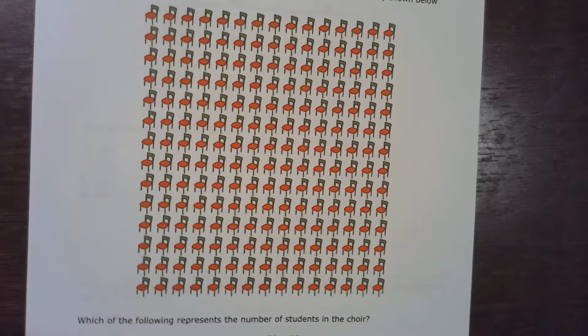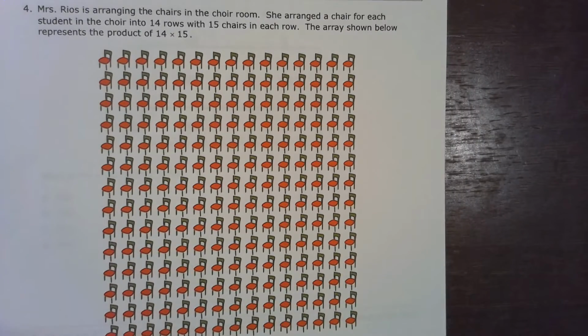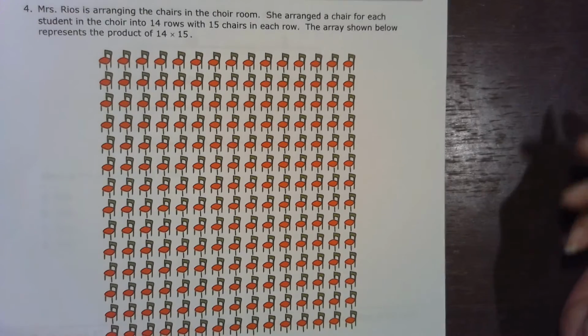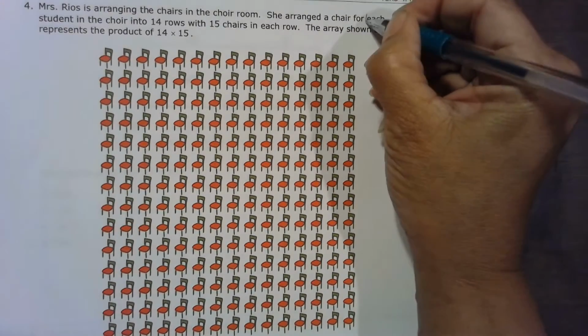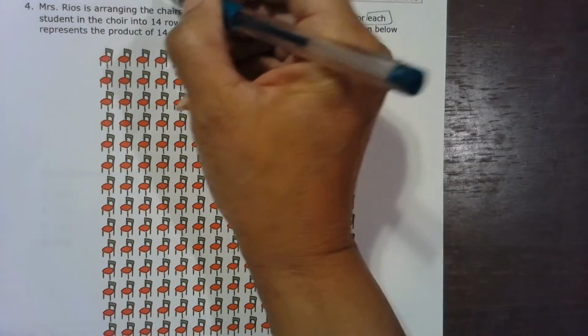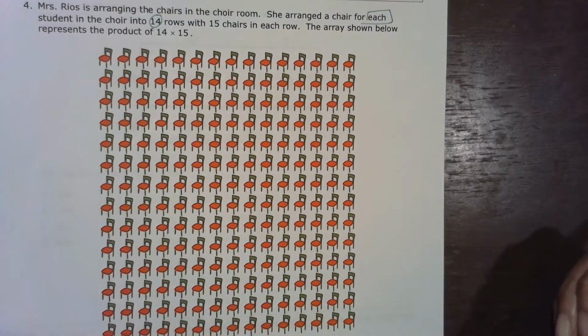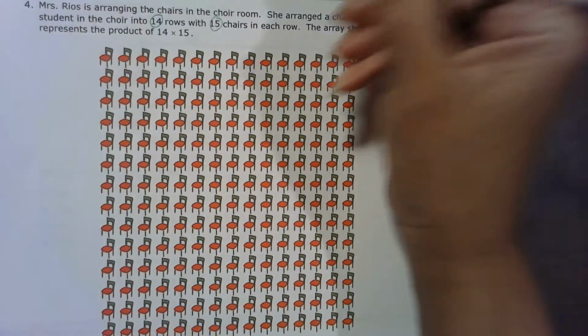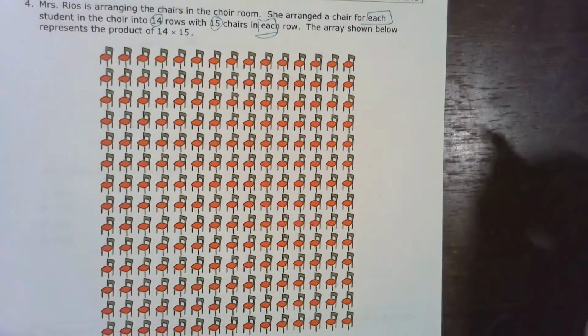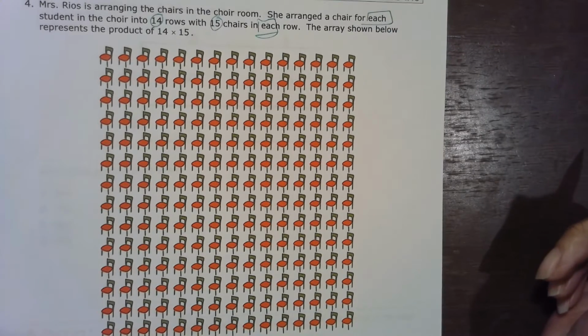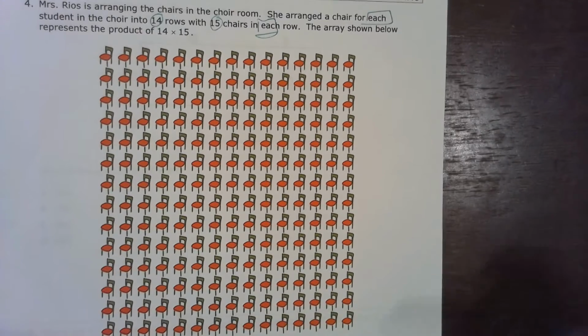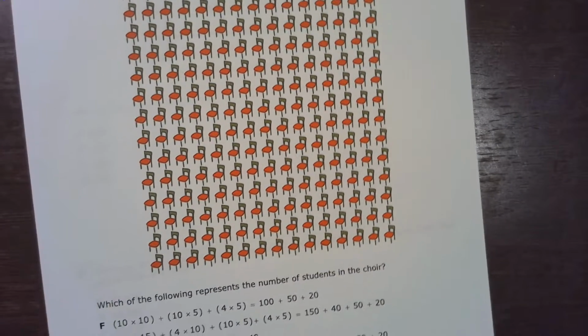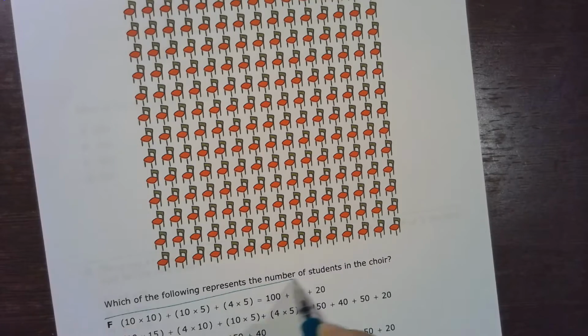Alright, let's look at our problem. It says Mrs. Rios is arranging the chairs in the choir room. She arranged a chair for each student in the choir into 14 rows with 15 chairs in each row. The array shown below represents the product of 14 times 15. Our question says, which of the following represents the number of students in the choir?